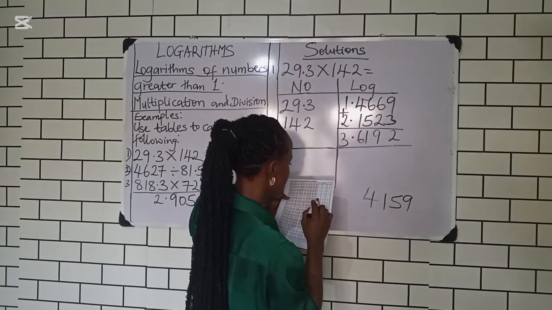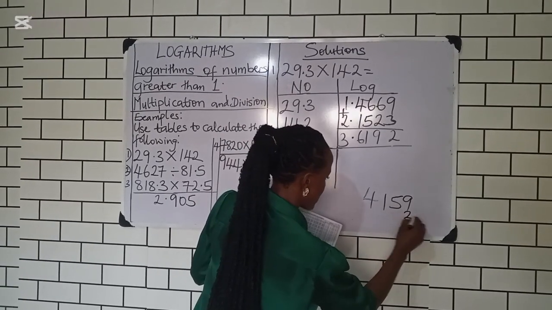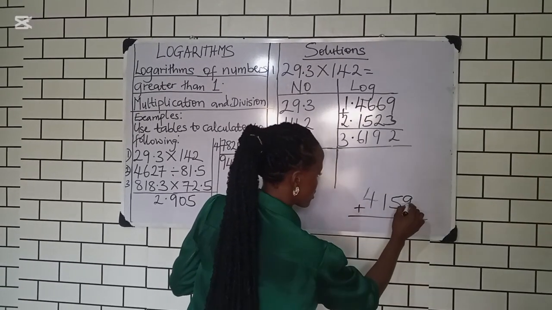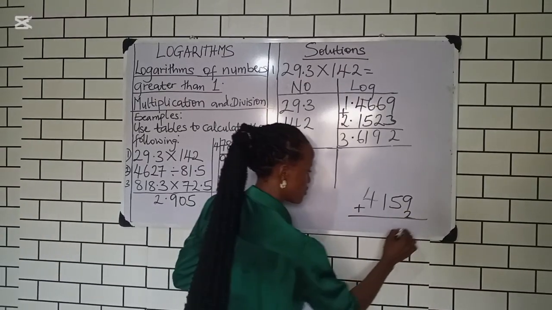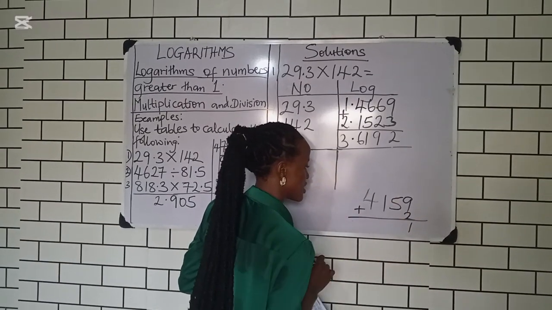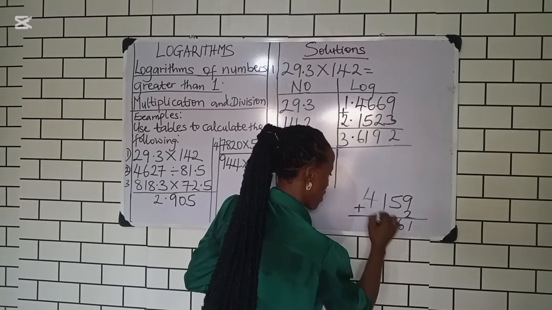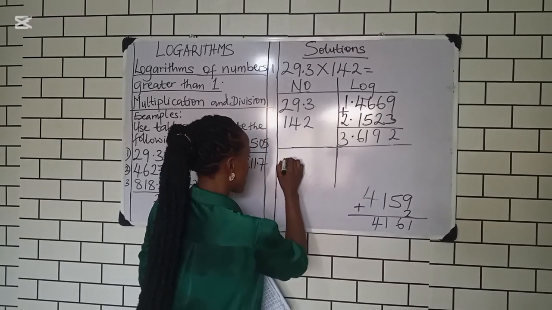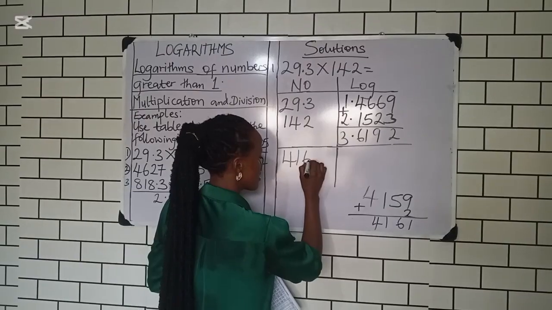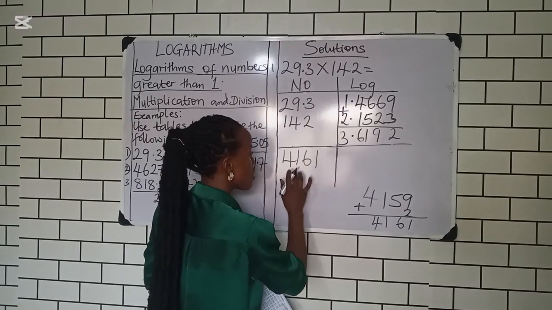Difference of 2 is 2. You add it. 9 plus 2 gives us 11. You write 1, carry 1, add the 1 to this 5, you have 6. Bring down your 6, bring down 1, bring down 4. Now we have 4161 in the antilog part.